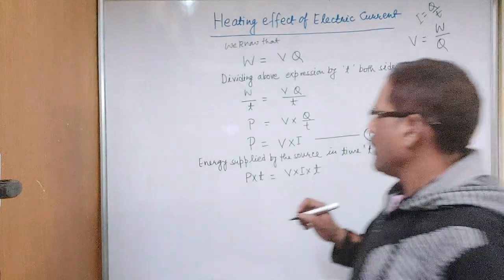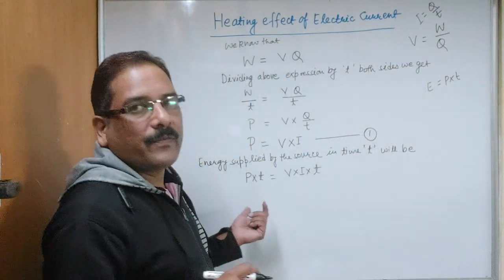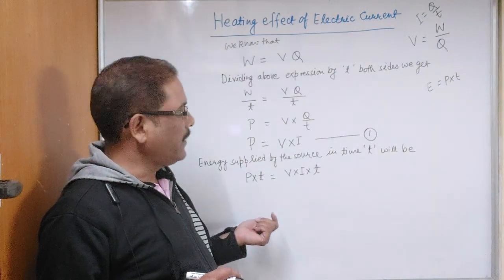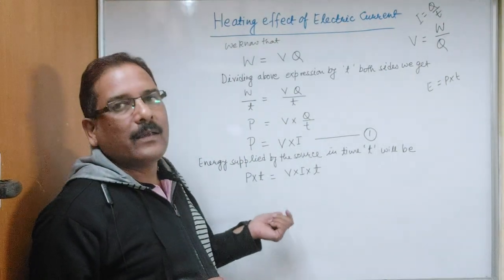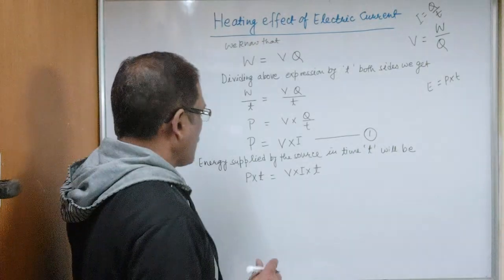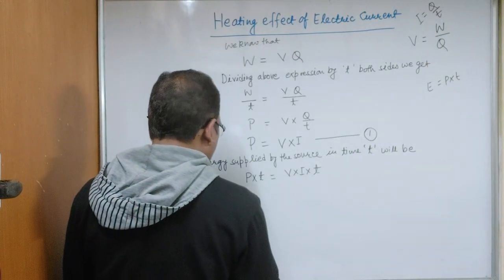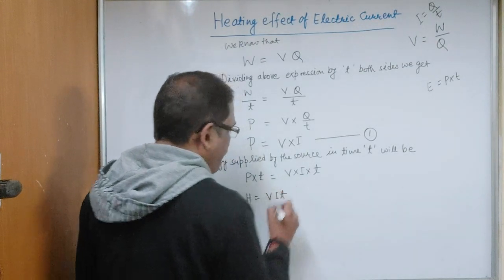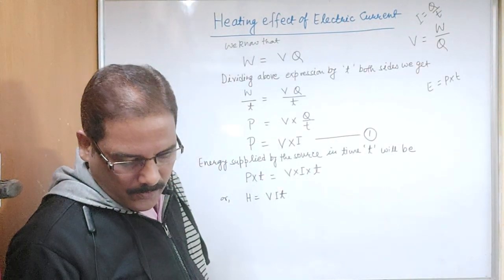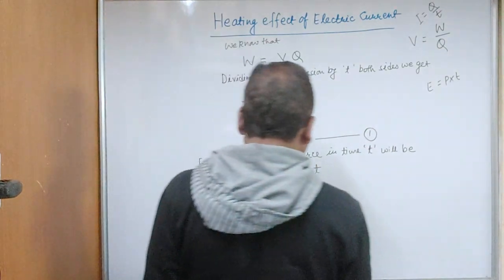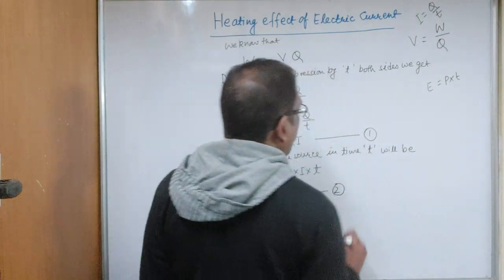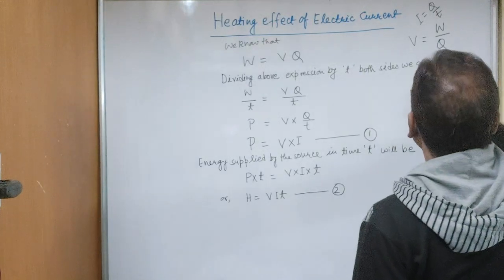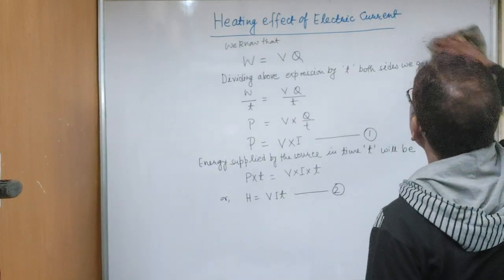Now here energy is in the form of heat. So we are not writing E, we are writing H. So we can write H is equal to VIT. So this is another important equation. These equations are used in different types of numericals.